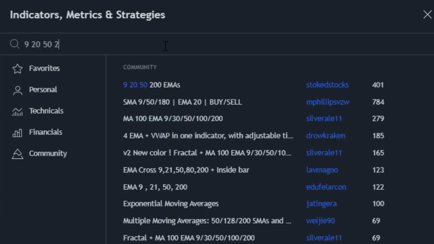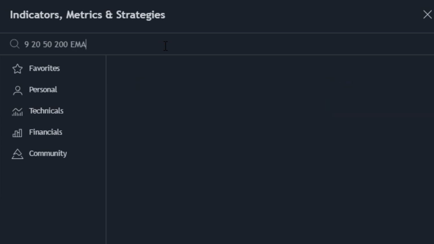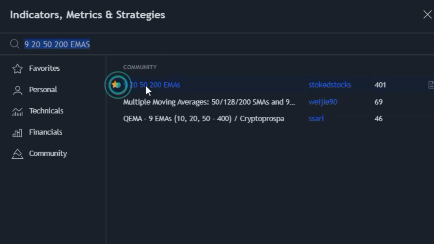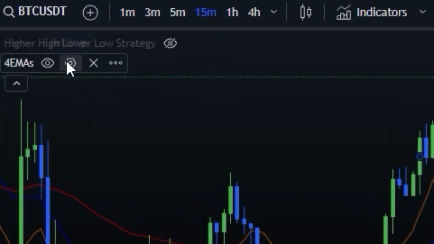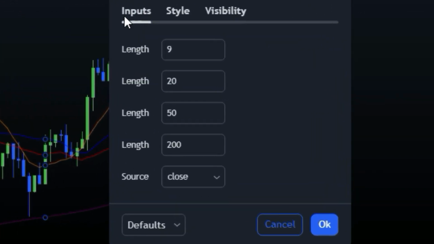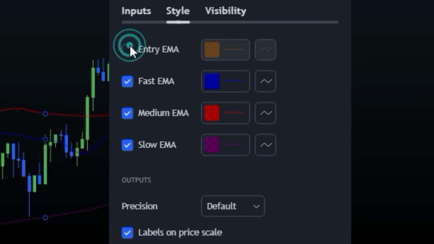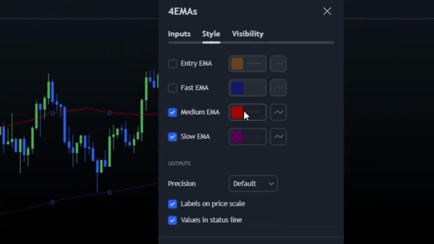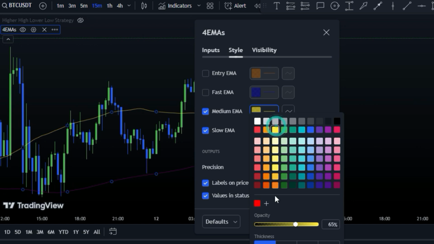The second indicator will help you confirm the strength of market trends and validate the signal generated by the Higher High Lower Low indicator. Before we proceed, let's make a simple adjustment to the indicator settings. Click on the gear icon, locate the Inputs tab, and change the third length value to 100. Next, go to the Style tab, disable the Entry EMA and Fast EMA options, and enhance the visibility of the Medium EMA and Slow EMA lines for easier monitoring.